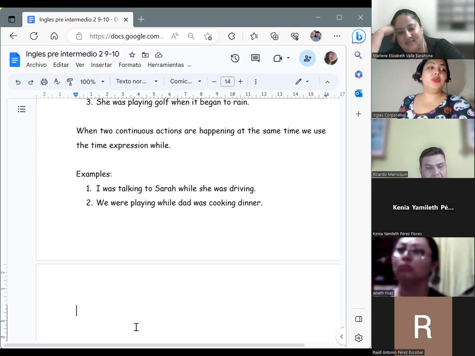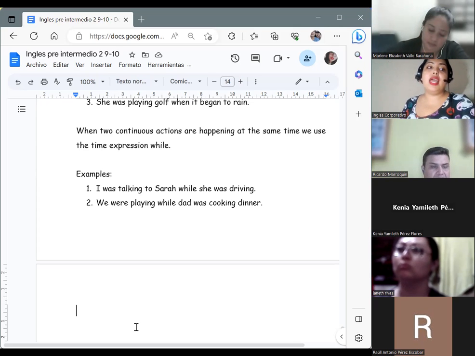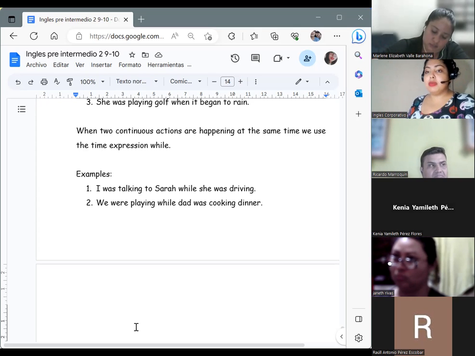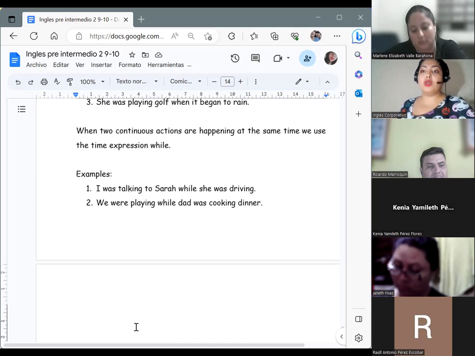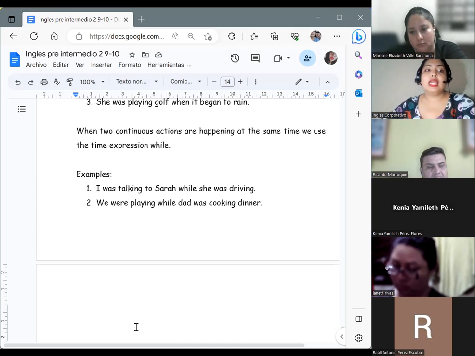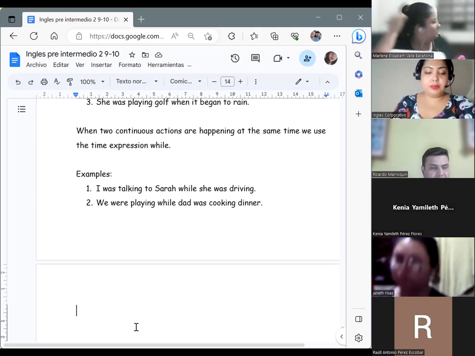Okay, two more. Next one. We can also use it to show a continuous action happening at a specific time in the past. Vamos a utilizar también esa estructura para mostrar una acción en el continuo, que sucede a una hora específica o un tiempo específico en el pasado. And we are going to see two different examples.